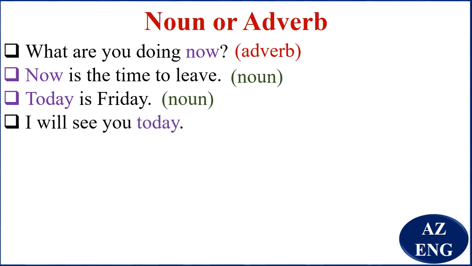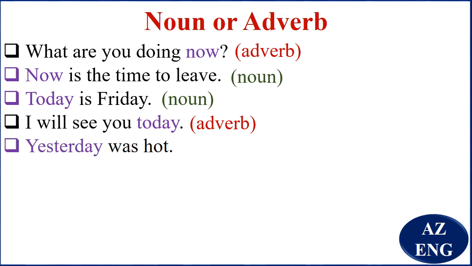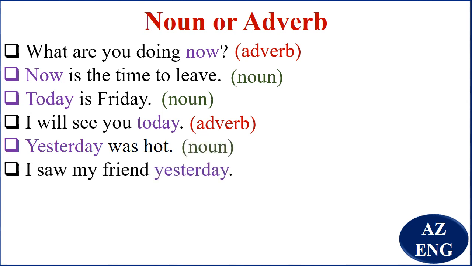But if I say, I will see you today, the word today here is an adverb. I hope you are not confused. Yesterday was hot. The word yesterday here is a noun. But if I say, I saw my friend yesterday, the word yesterday we say is an adverb here.